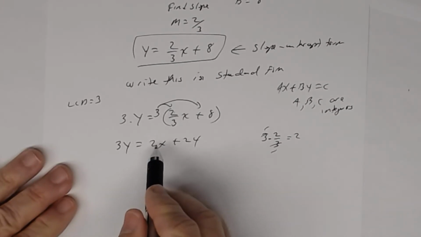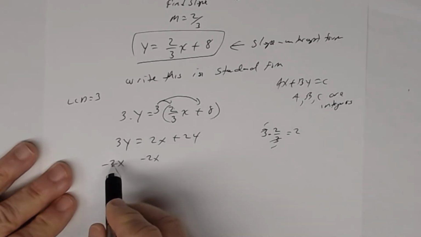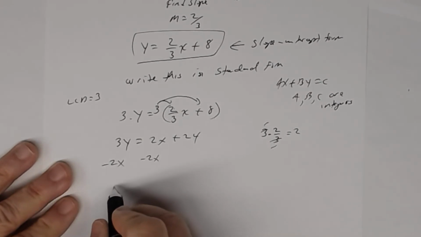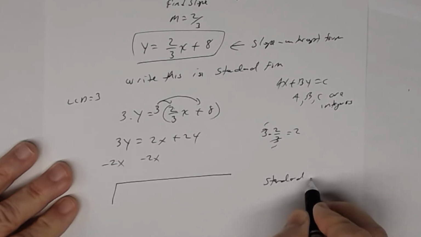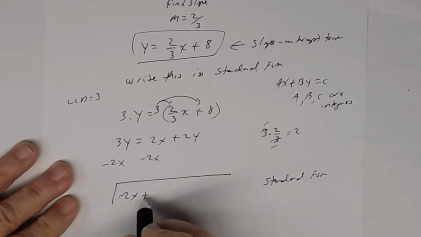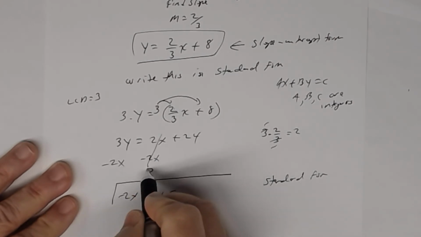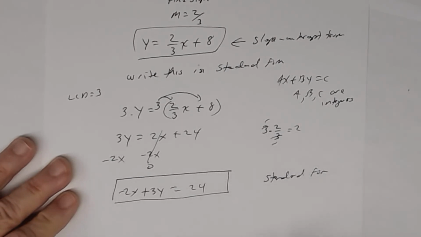All right? And then all you need to do is just bring the 2x to the other side. So subtract 2x from both sides, and let's put the x term first. So the answer in standard form will be negative 2x plus 3y equal, this is 0, 0 plus 24 is 24. So that's the answer in standard form.